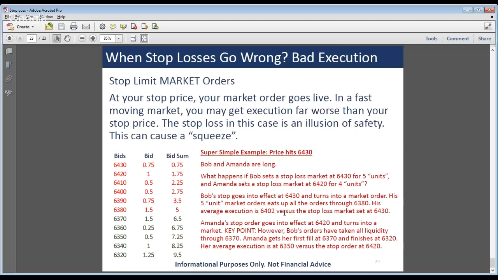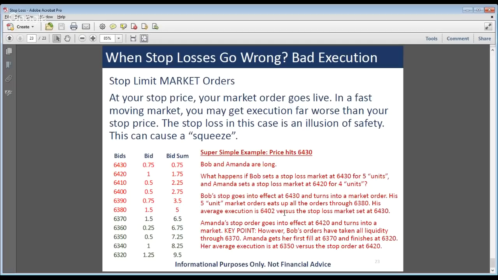What about stop loss market orders? Again, another typo. I'm terrible at proofreading. So what can happen here is bad execution. You have your stop price, but here it's a market order, so it just goes live. You get filled at whatever price. In a fast moving market, you might get execution a lot worse than your stop price. So this here is really a complete illusion of safety.